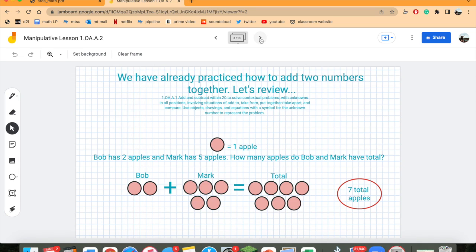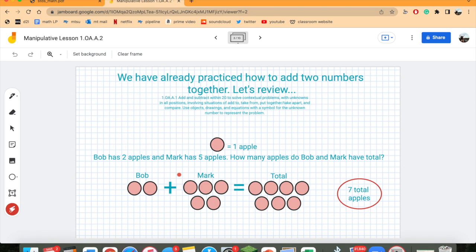So we have already practiced how to add two numbers together. So now let's review how to do that. Bob has 2 apples and Mark has 5 apples. How many apples do Bob and Mark have total? Well, we know that Bob has 2 apples and Mark has 5 apples, like we've just read in the problem.